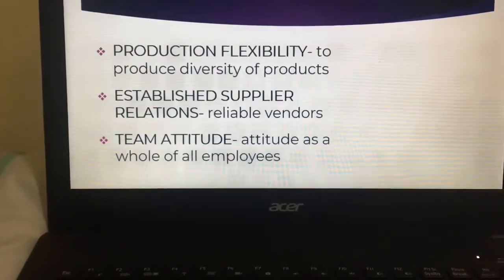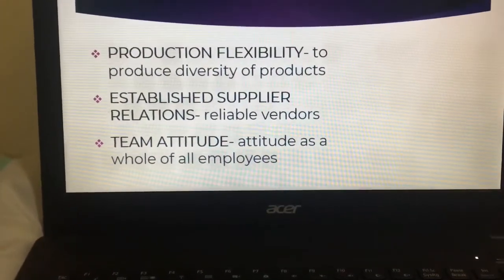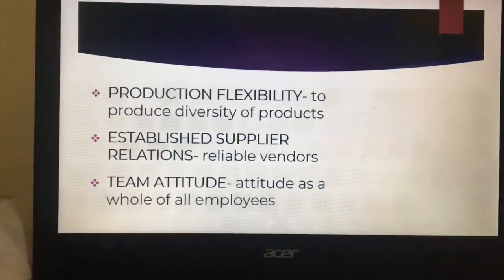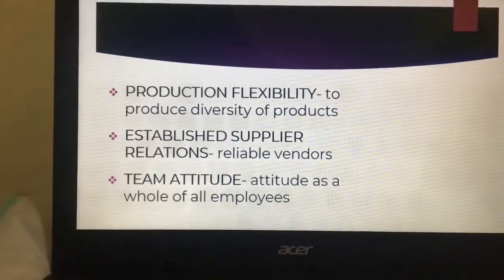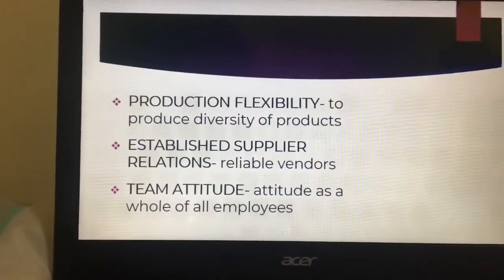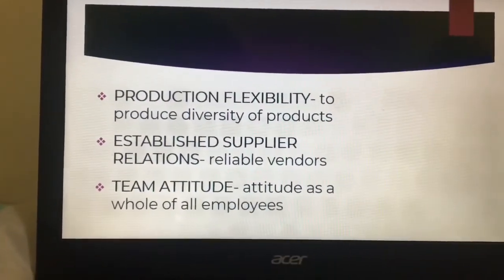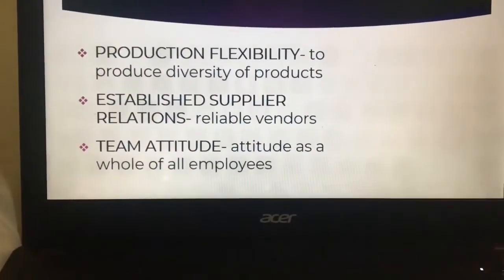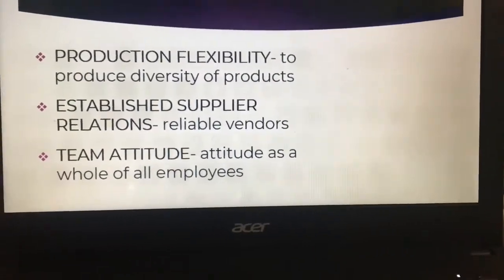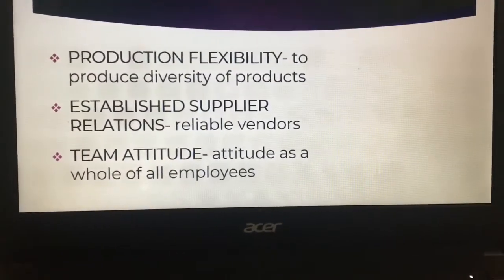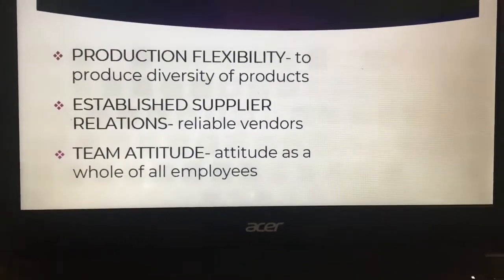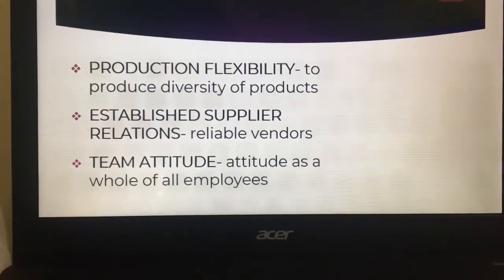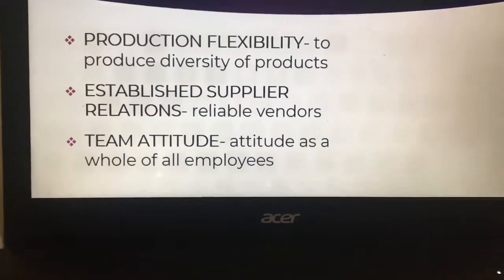Reliable vendor. Late deliveries, defective raw material, or incorrect orders shut down the production immediately, because this production model allows no inventory reserve to draw upon. And the last one is team attitude, which is the attitude as a whole of our employees. So each employee must be aware of any problem that can threaten the continuous flow of operation in the production line.